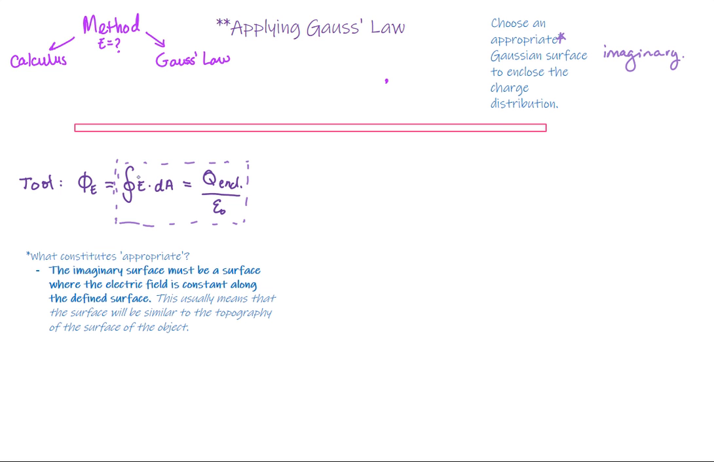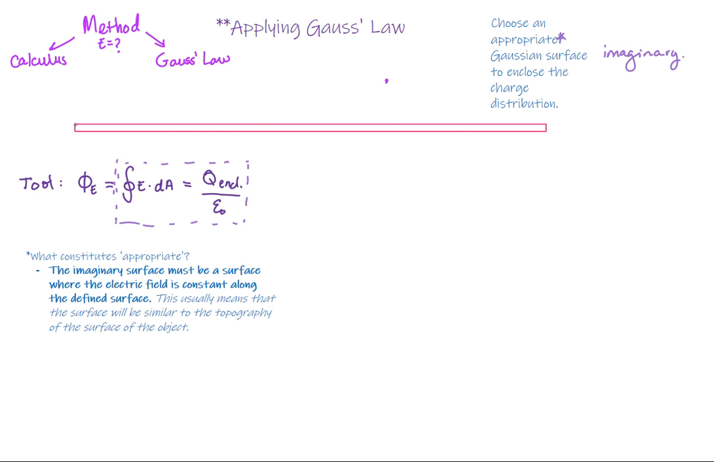So we want to get a shape where the electric field is constant on the surface, and then we'll be able to pull it out. So where is this constant? This will mean that the surface has to be similar to the topography, or the terrain, of the surface of the object.